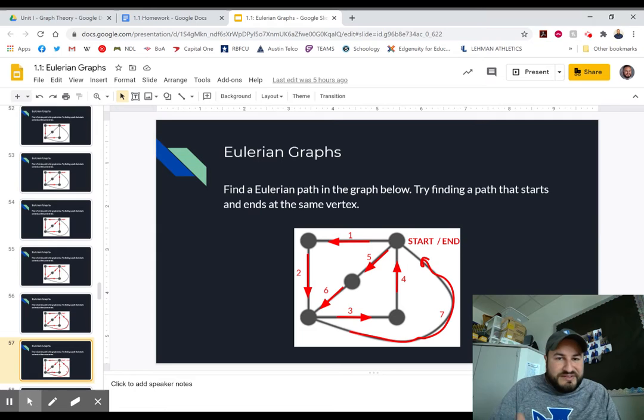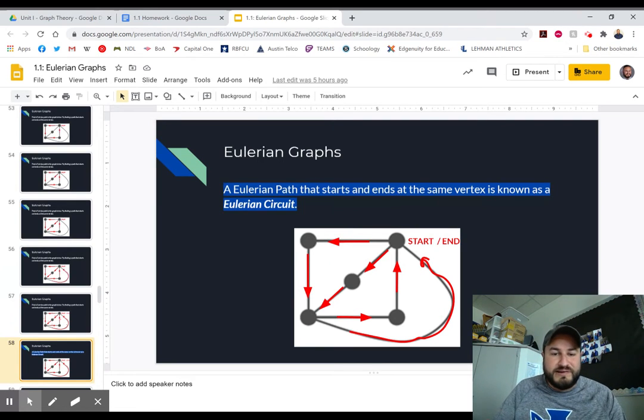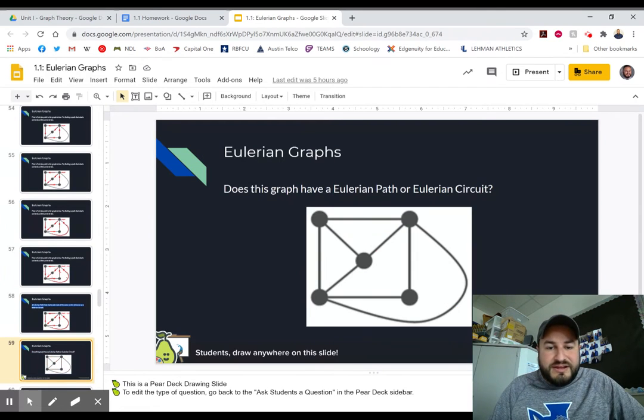So if I find a Eulerian path where I start and end at the same vertex, that becomes what's called a Eulerian circuit. A path uses every edge exactly once. A circuit uses every edge exactly once, but also starts and ends at the same vertex. Those are the two concepts we're going to be working with.